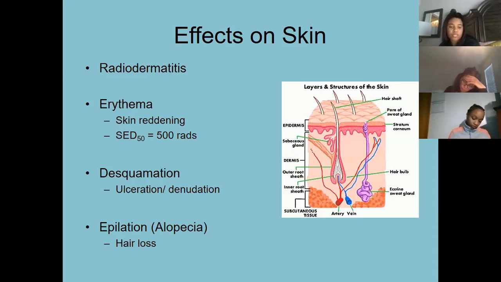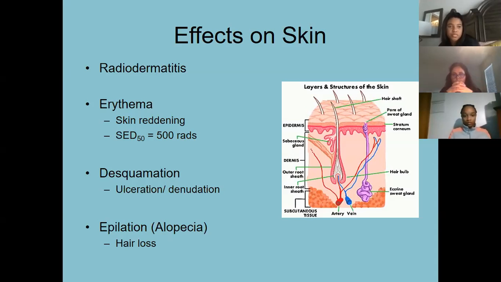So desquamation is where the outer layer of the skin is shedding. It can be dry desquamation, where it's just flaking off. It can be moist desquamation, where it is more weeping, like a weeping wound. But ultimately with desquamation, the skin is peeling off. And we'll look at dose levels, but it takes a higher dose to cause desquamation than it does to cause erythema.